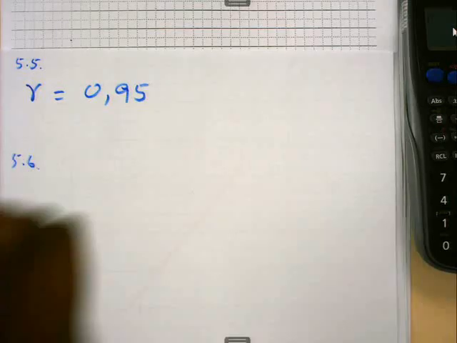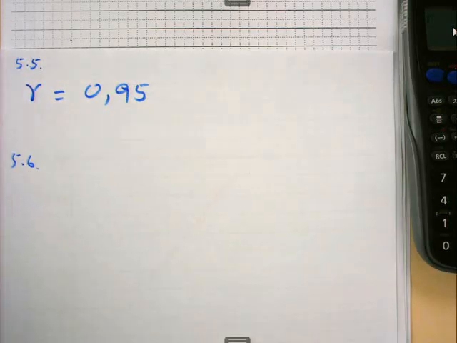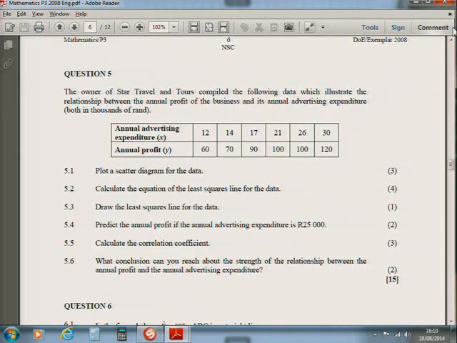Now the last question, I'm sure you are doing very well as well. What conclusion can you reach about the strength of the association, of the relationship between the annual profit and the annual advertising expenditure? What conclusion can you make about the strength now?